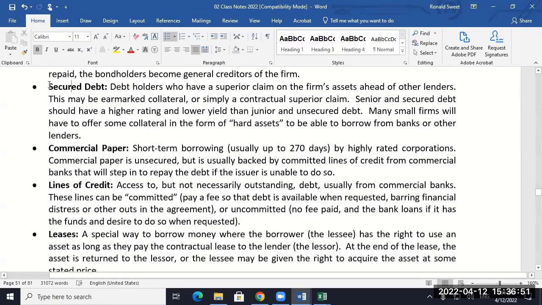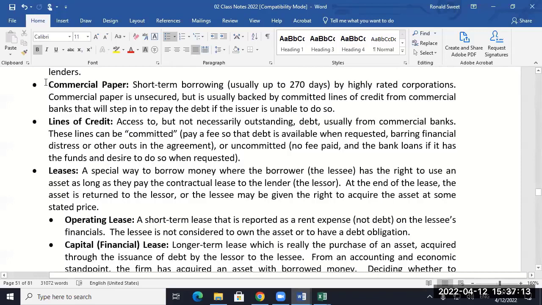Secured debt. Secured debt is, for a firm like Delta Airlines, when they were essentially bankrupt, they were still able to borrow money at low interest rates because they had all these airplanes as collateral. And people had no trouble loaning Delta money, even though they were bankrupt, because they had airplanes back there. Commercial paper, that's when real high quality companies borrow short term. They just need money for 3 months, so they do commercial paper. It's called the CP market.